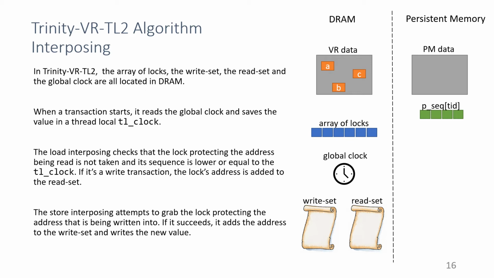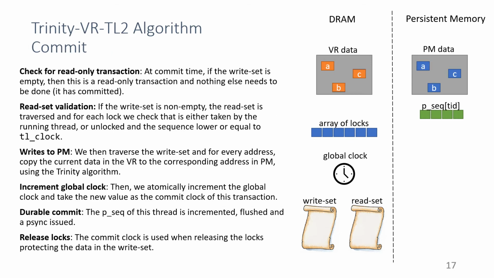The load interposing and the store interposing of the TL2 concurrency control are just the same as the original, except we use an undo approach with write-through execution. At commit time, we follow a protocol very close to the original TL2. We check if the transaction is read-only by looking if the write set is empty. We do read set validation, and only after the read set has been validated, we know that from a concurrency point of view, this transaction has committed. So now, and only now, are we going to replicate those writes on persistent memory.